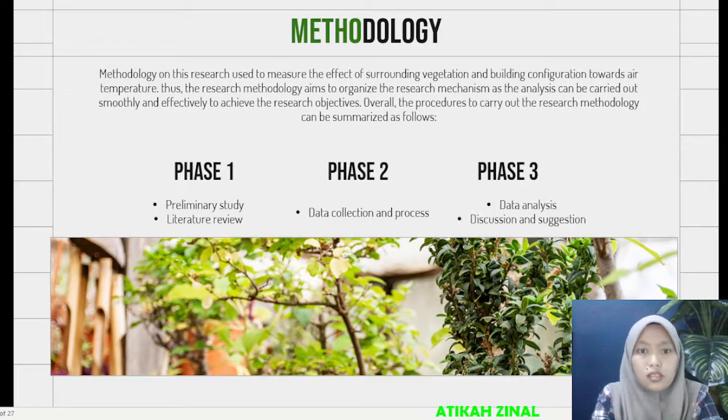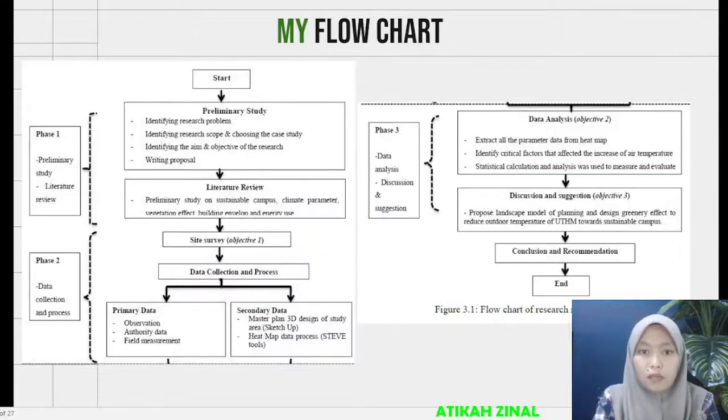Okay, this is the methodology. It is divided into three phases. Phase 1 is the preliminary study and literature review, phase 2 is data collection and processing, and phase 3 is data analysis, discussion and suggestion. This is my flow chart. We can see where phase 1 started, then phase 2 and phase 3, and the ending is the conclusion and recommendation.